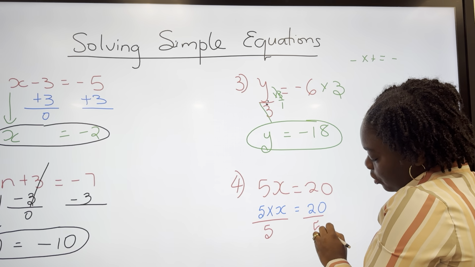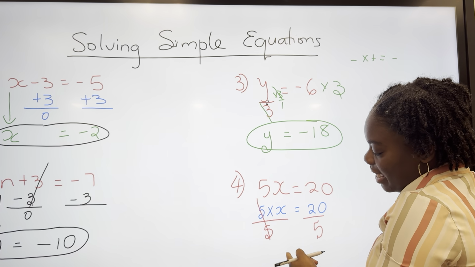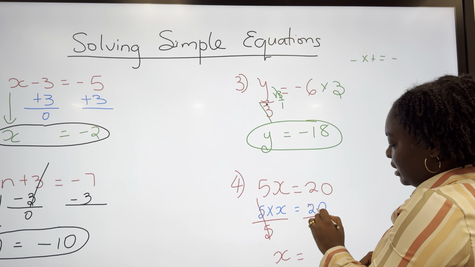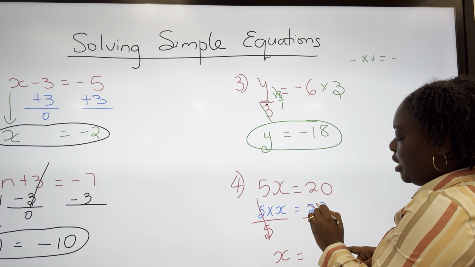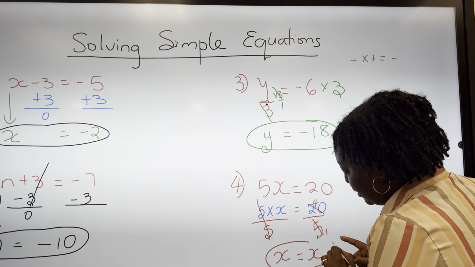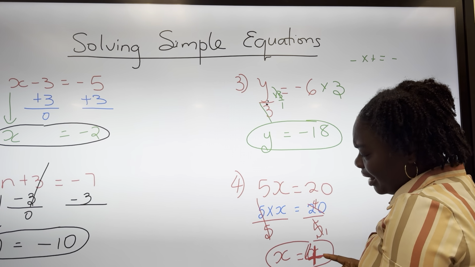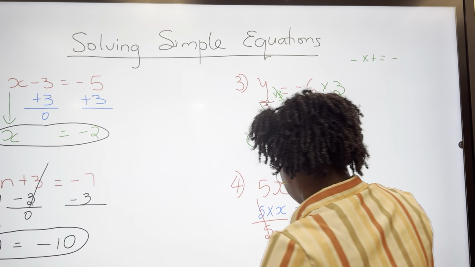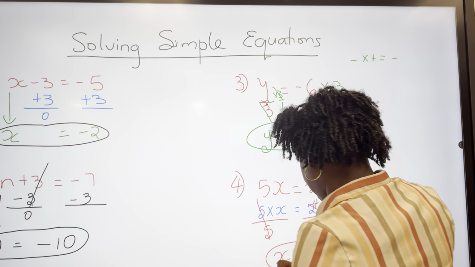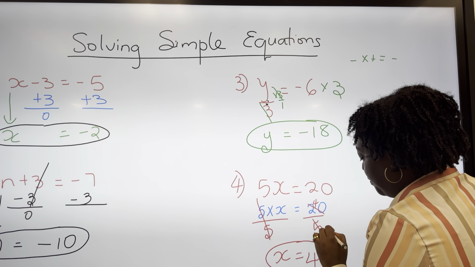And anything I do on one side, you do to the next. What do I have left right here? X. And on this side, that's 5 into itself, 1. 5 into 20, 4. So x is equal to 4. Let's rewrite that so that it doesn't throw anybody off. X is equal to 4.